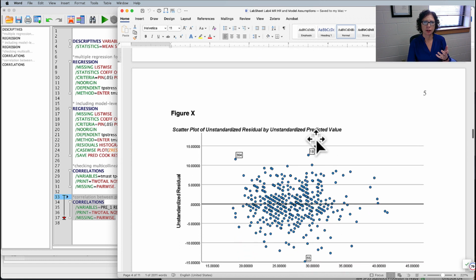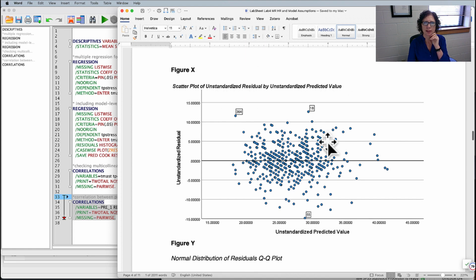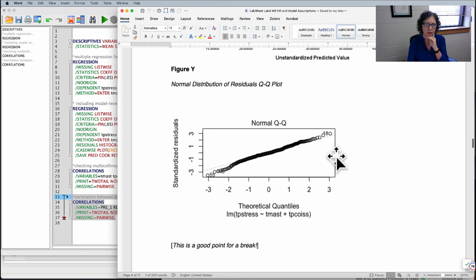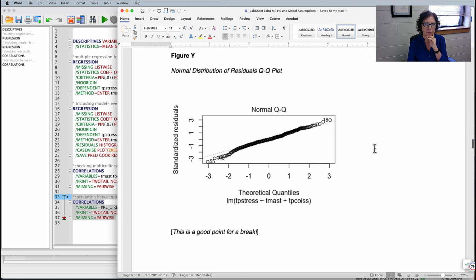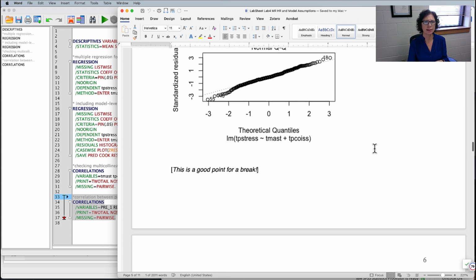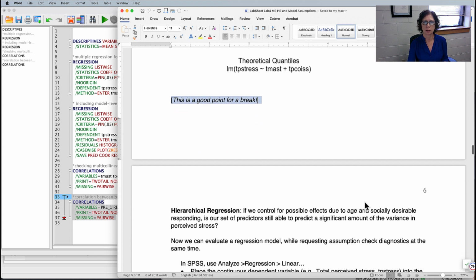We have the figures. On these, I labeled a few of the outliers. We have the QQ plot, and this is a good point for a break. If you want to shake it off, go get a cookie or a drink or something, this is a good place for it, because the next thing we're going to go into is hierarchical regression.